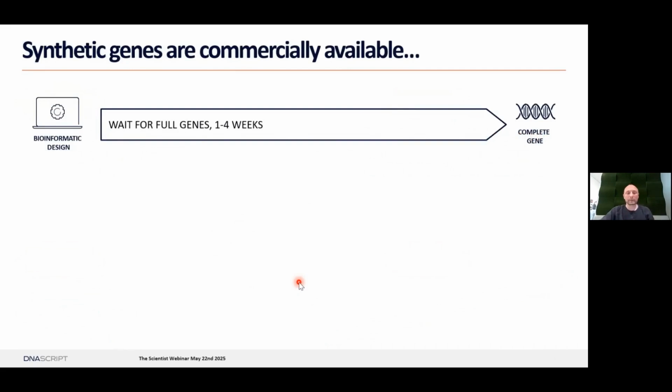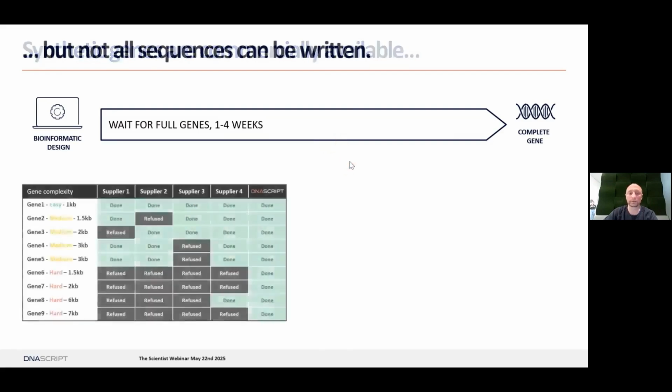So the first gene synthesis company was created and launched in 2005. And since then, it's fairly easy to go online and order your genes. And most of the time, you will get them within 1 to 4 weeks. But this is true when the synthesis is possible.